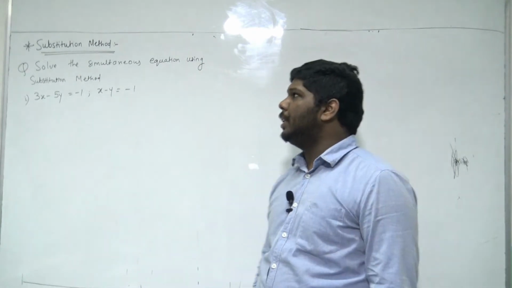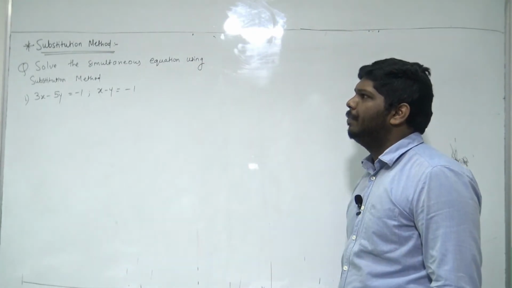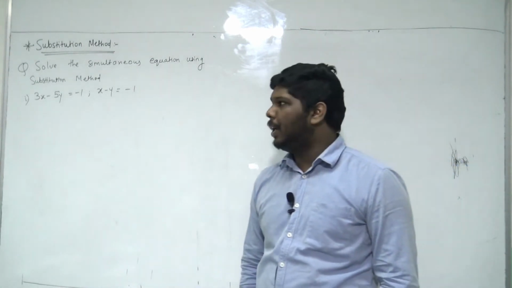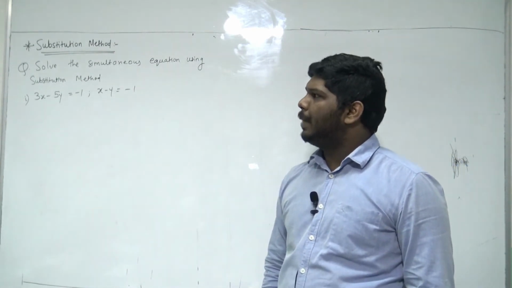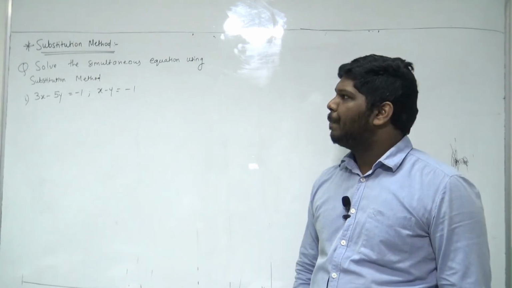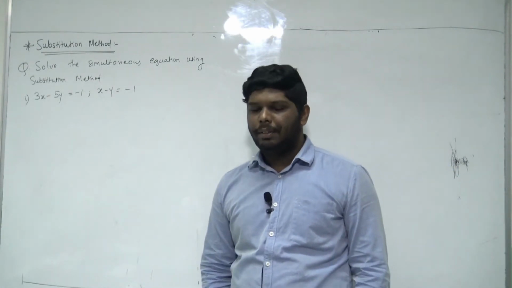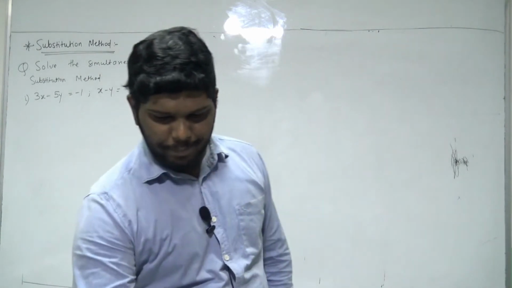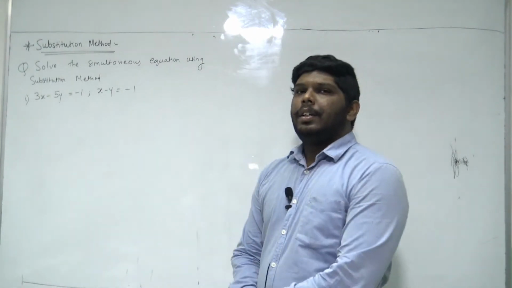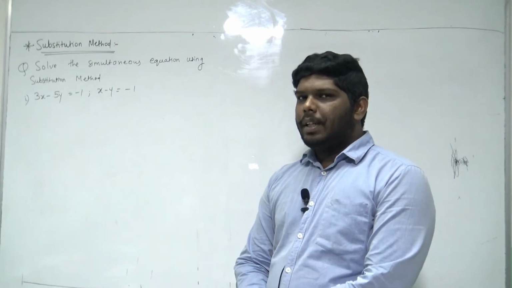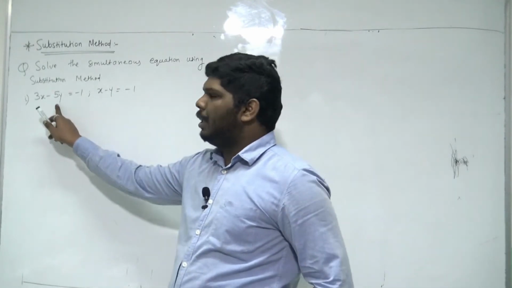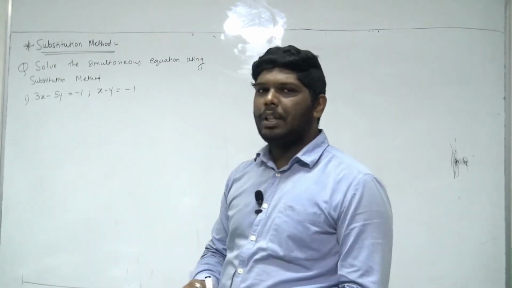You can see the question: solve the simultaneous equations using the substitution method. The first equation is 3x minus 5y is equal to minus 1, and the second equation is x minus y is equal to minus 1. So first let us number these equations. I can say this is my equation number 1 and the second one is equation number 2.